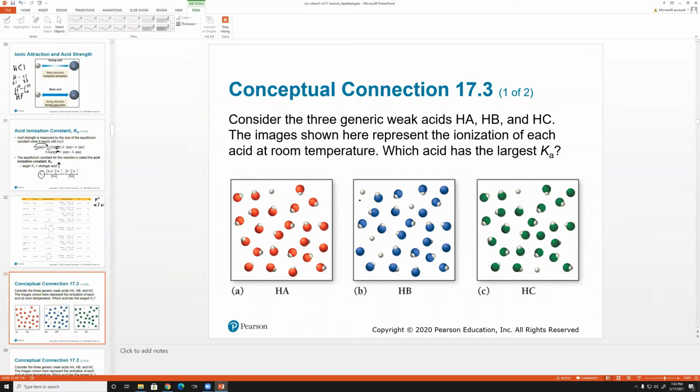B. Yes, Rebecca, good job. B, because look, how many ionized particles? 1, 2, 3, 4. This one has 1. This one has 2. So the answer is B. Good.